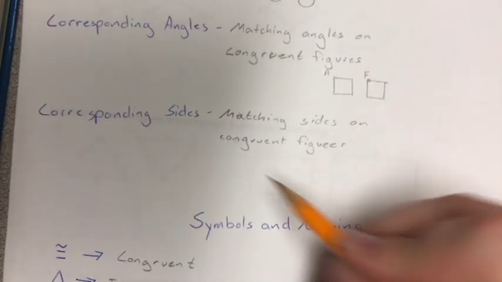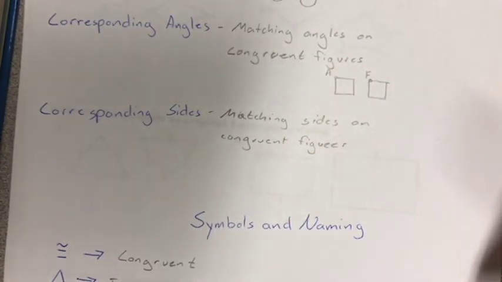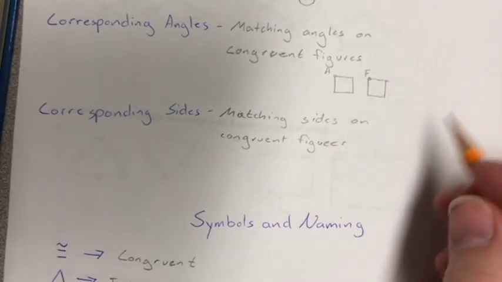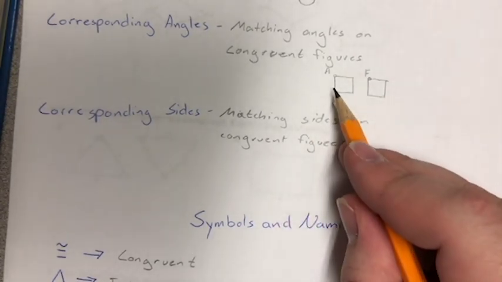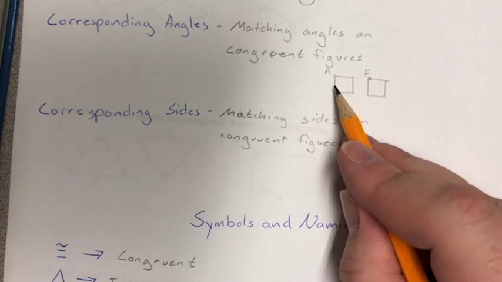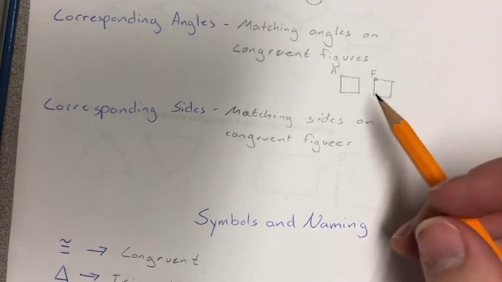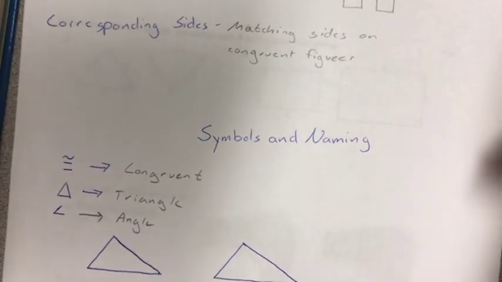And it's very much similar to what we call corresponding sides. They're the matching sides of a congruent figure. So if I had looked at these two things, this side and this side are the exact same way. And the way we denote this is what we call through symbols and naming.